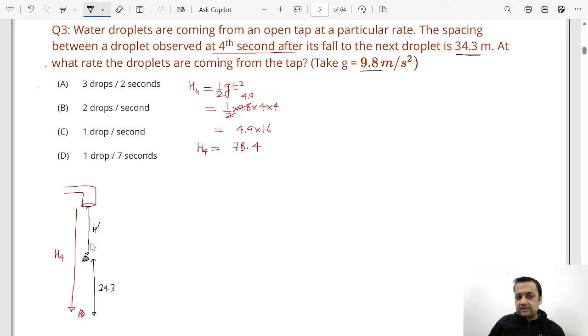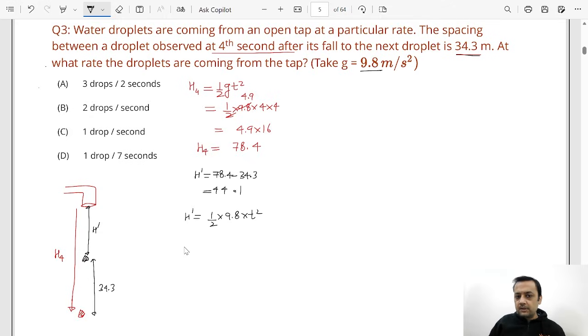So the height fallen by this drop is how much? h dash will be 78.4 minus 34.3. Yes or no? And this becomes how much? 8 minus 4 is 4, 7 minus 3 is also 4. So the height fallen by this drop is 44.1. Now we can calculate for what time this drop would have fallen. So again I can use h dash is equal to half gt square, half into gravity 9.8 into t square.